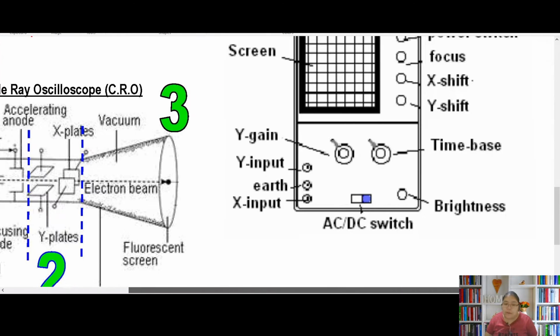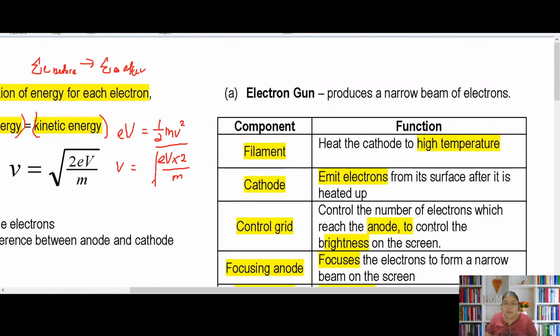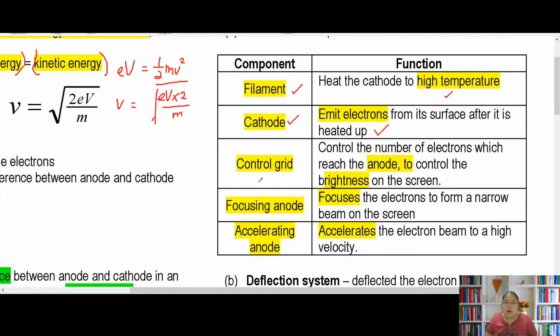So from here we're going to see the structure one by one. Okay, A. The first part we call the electron gun. They produce a narrow beam of electrons. Now we're going to see, first one is the filament. Filament, you heat the cathode at high temperature. Number 2 is the cathode. Cathode emits the electron from its surface after heating up. After that we have the control grid. The control grid controls the number of electrons which reach the anode.